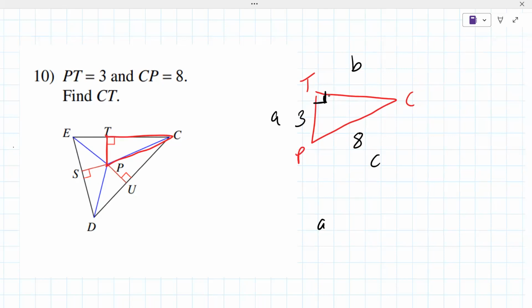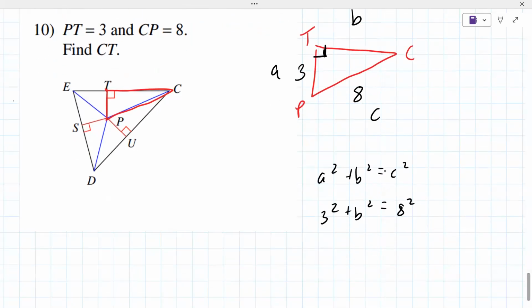A squared plus B squared equals C squared. 3 squared plus B squared equals 8 squared. So try that one more time, because it should be 9 plus B squared equals 64. How do you undo that 9? Undo the 9. Would you subtract it? Yes.